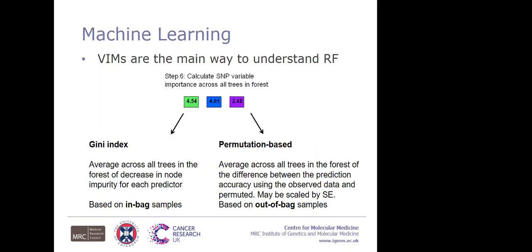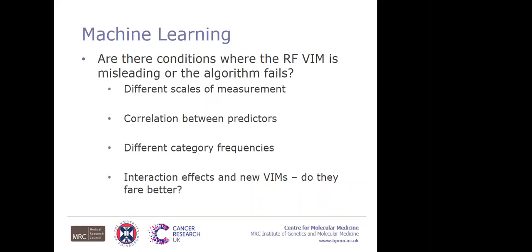And as I said, variable importance measures are the main way that we understand what's happening in the algorithm. It's the main way we can get an estimate of which SNPs are most important in terms of prediction of the outcome that we're interested in. Okay. So going back to my original question about, can we just apply machine learning? Is there anything we need to worry about?